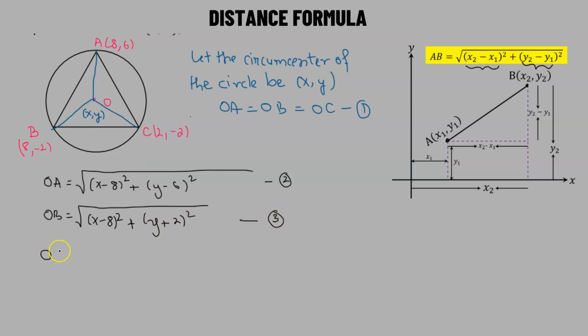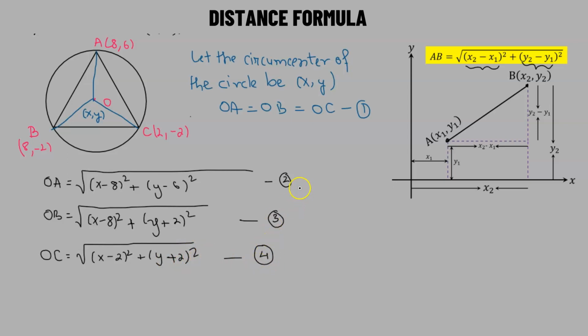And then we have OC. OC is going to be equal to the square root of the difference of the x coordinates, which is simply (x minus 2) whole squared, added to y minus (-2), which is simply positive 2. So we have (y plus 2) whole squared, and let this be equation number 4.